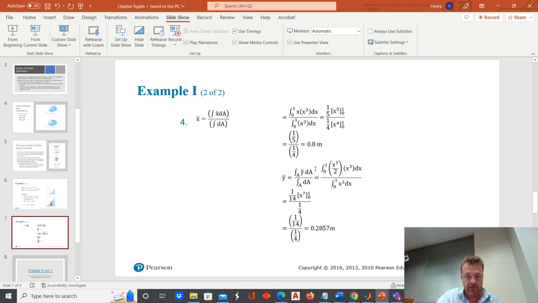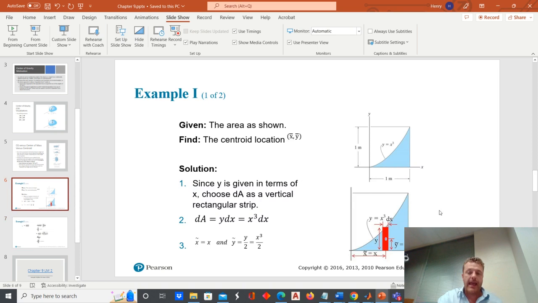If we do a similar thing for y bar, remember that in the denominator, that's simply the total area of that shape, so it will stay the same. We don't need to recompute it. It's still 1/4. And what we're doing in the numerator is summing all of the individual centroids with respect to basically the x-axis.